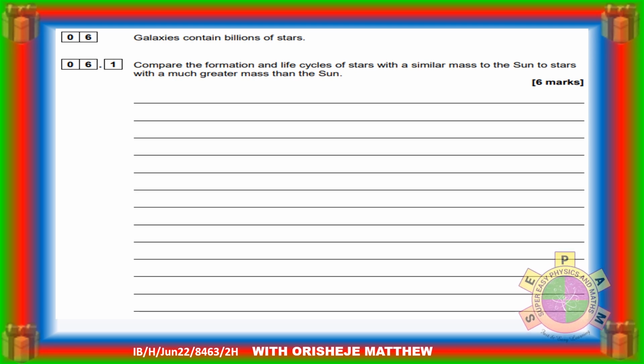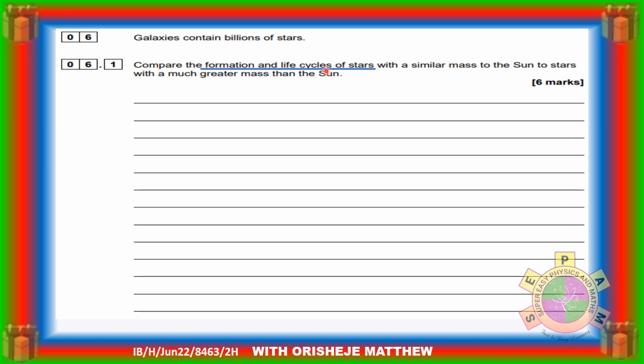Galaxies contain billions of stars. Compare the formation and life cycle of stars with similar mass to the sun to stars with much greater mass than the sun. This question for 6 marks is quite a technical question. So we are going to look at comparing the formation and life cycle of stars.